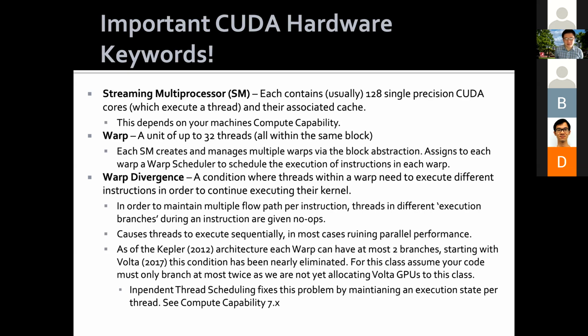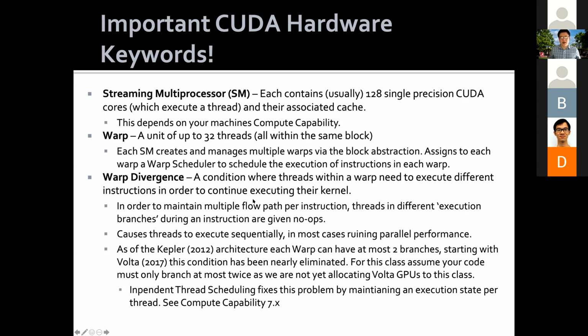So the streaming multiprocessor, as I mentioned, is a basic computing unit. It schedules different blocks, and each streaming multiprocessor can run multiple blocks and multiple warps. And what is a warp? As I mentioned before, it is a unit of 32 threads. And what is a warp divergence?